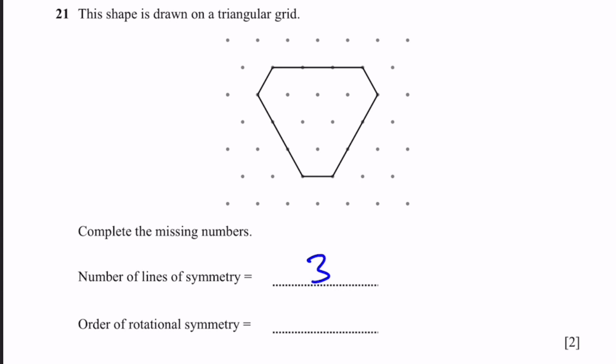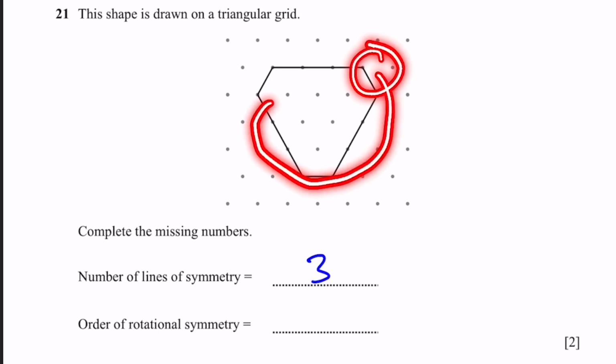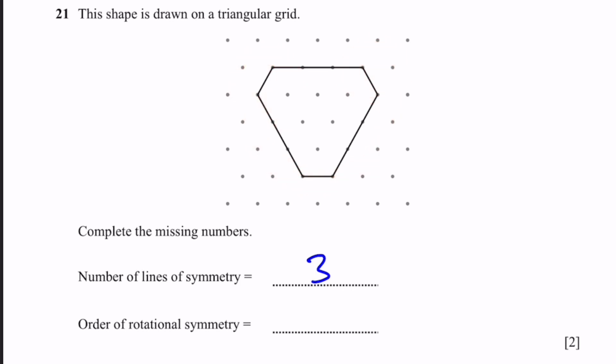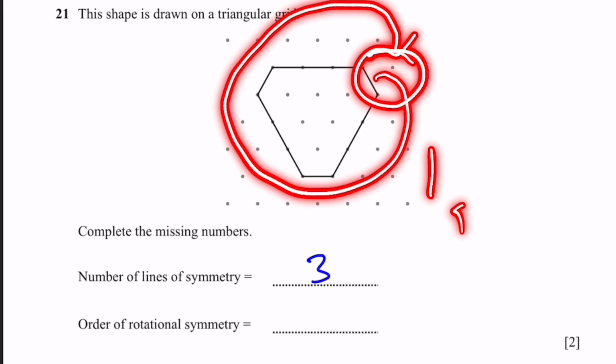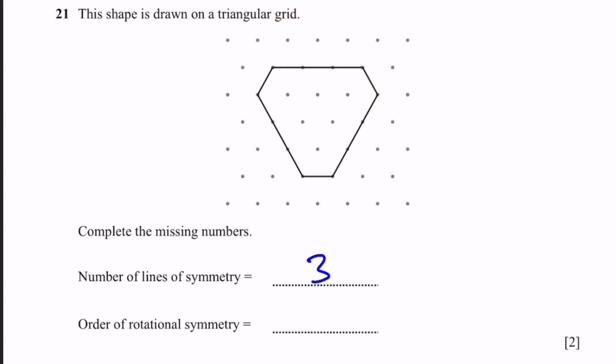Order of rotational symmetry. So if we rotate this shape so that this thing comes over here, then it'll still look the same way. And if we rotate the shape again so that this thing comes like this, we'll still get the same thing. And if you rotate the shape one more time in the same direction, we'll get back to the original. So that's 1, 2, 3 rotations. And that means the order of rotational symmetry is 3.